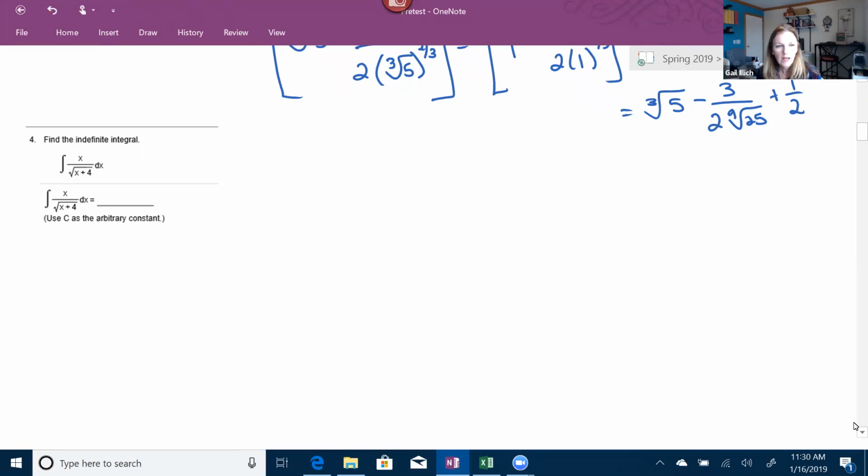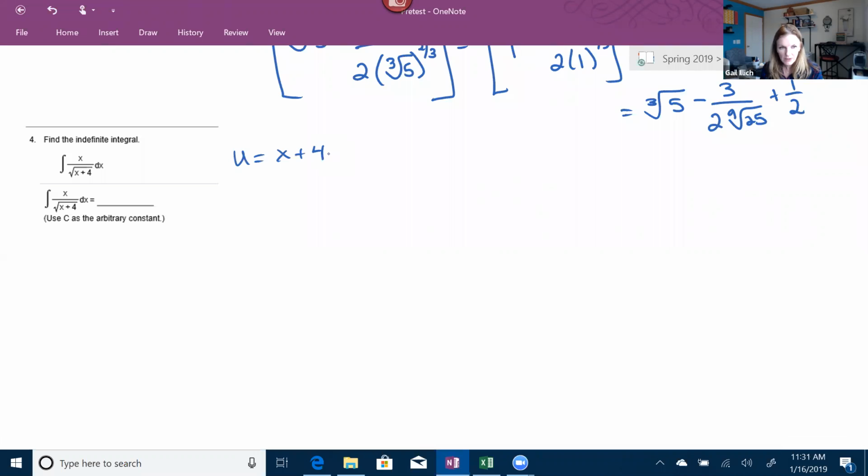Okay, so looking at this problem, you want to find this indefinite integral. Again, there's no quotient rule for integrals. The technique we're going to use is a u substitution. We're going to let u equal x plus 4, because that would just give us the square root of u in the denominator, which is a little better to deal with.